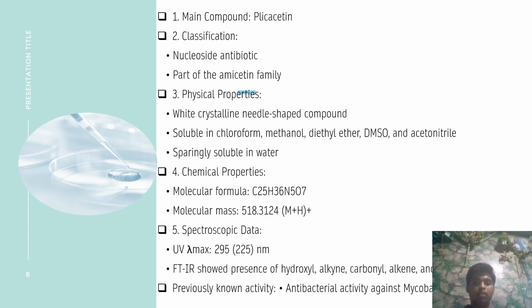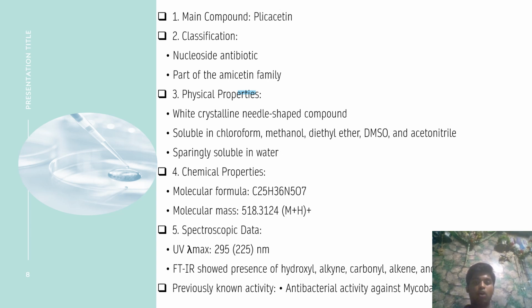It is a part of the amicetin family. Based on its physical properties, it is a white crystalline needle-shaped compound, soluble in chloroform, methanol, and diethyl ether, and sparingly soluble in water. The structure of plicacetin was confirmed using various spectroscopic techniques, including LCMS, UV-visible spectroscopy, and FTIR.